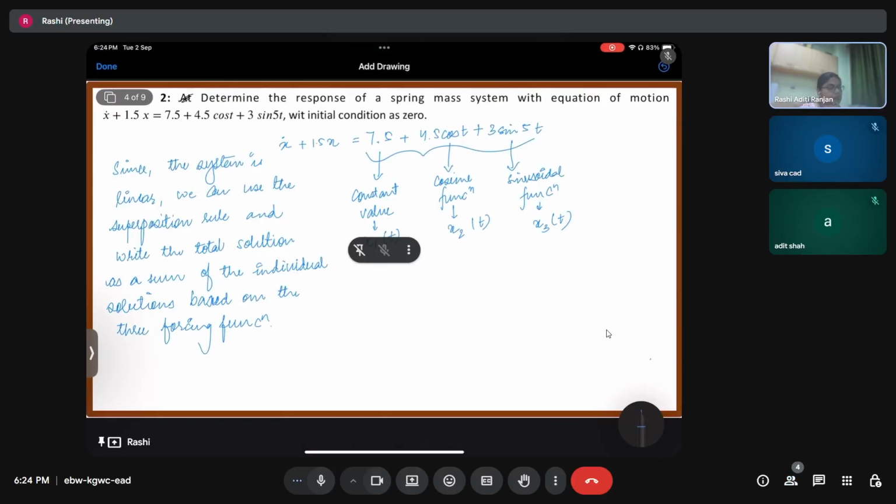Okay, so now first we'll be finding x1 of t. So for x1 of t, what do we have? We have the equation of the form x dot plus 1.5x is equal to 7.5. Now, if you look at this equation, I hope every one of you has gone through ordinary differential equations.